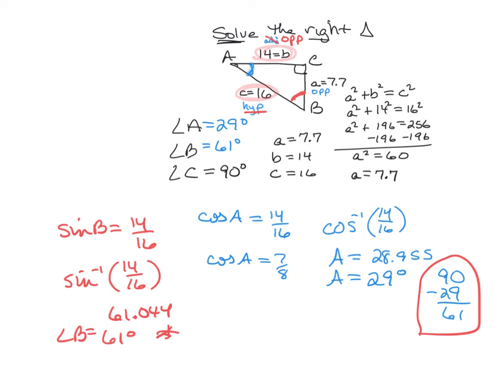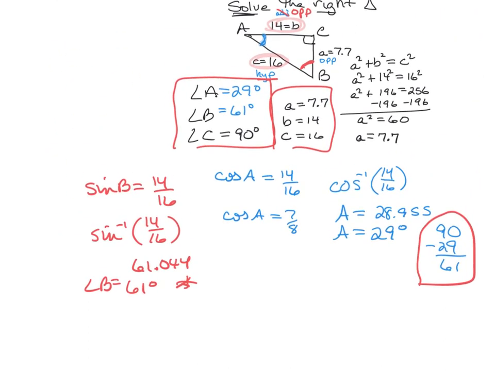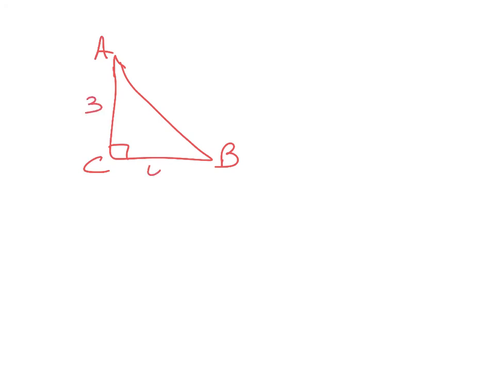Okay, so now we found all 3 angles and all 3 sides. We have now solved the right triangle. Now, in your homework tonight, you're going to get questions at the beginning that they're going to say, let me just cover this. Let me add a page. So in the homework tonight, you're going to get a triangle like this, and it's going to have A, B, C, and it's going to have numbers. So for example, let's do 3, 4, 5.